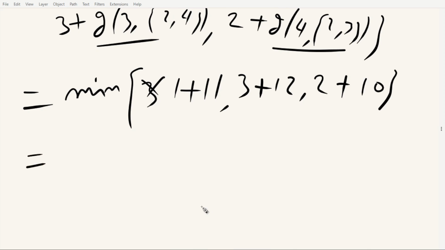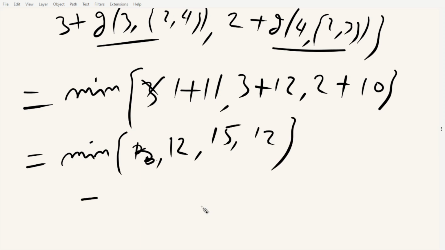So we get minimum of 12, 12, 15 and 12. So we get the value 12. So 12 is the minimum distance traveled by the salesman. And we can also recover the optimal tour, what exact cycle is taken. Just simply follow the path of the minimum and get the solution.